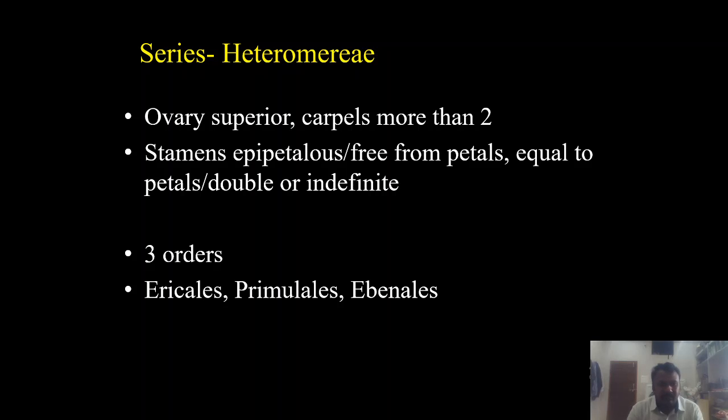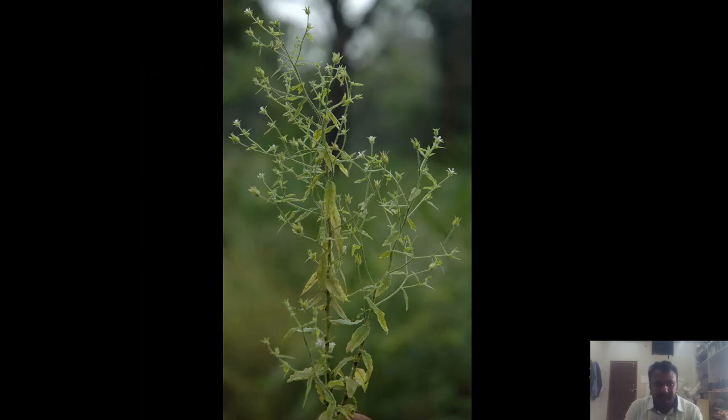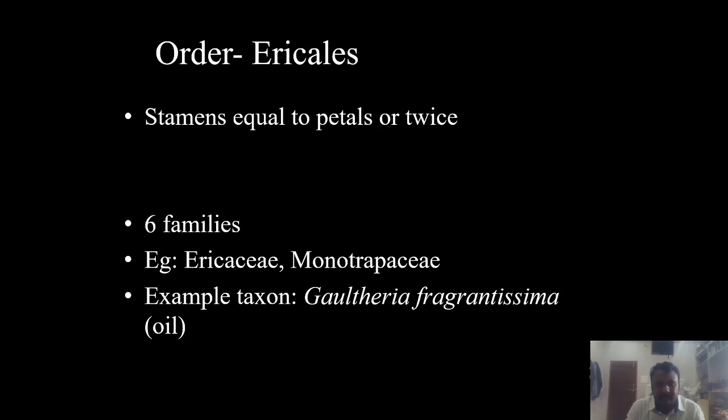Series Heteromerae. Ovary superior, carpels more than 2, stamens epipetalous or free from the petals, but equal to the number of petals, or double, or infinite. Orders 3: Ericales, Primulales, and then Ebenales. This is Wahlenbergia erecta, belongs to another Wahlenbergia. Under Ericales, stamens equal to petals or twice. 6 families, Ericaceae and Monotropaceae.